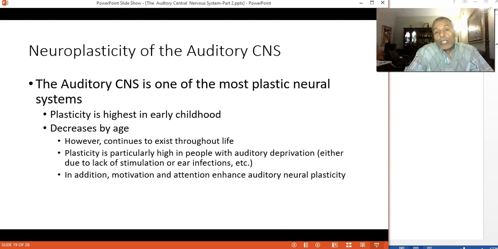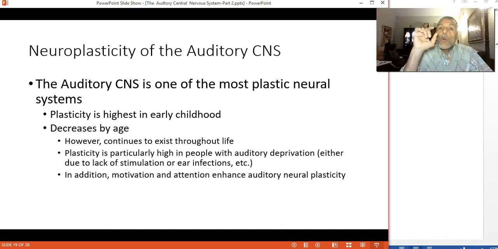That is in normal situations when someone receives normal stimulation, enough auditory stimulation, and they are developing adequately in terms of hearing. So their auditory system connects, and it becomes less and less flexible as they grow. That is the normal situation.